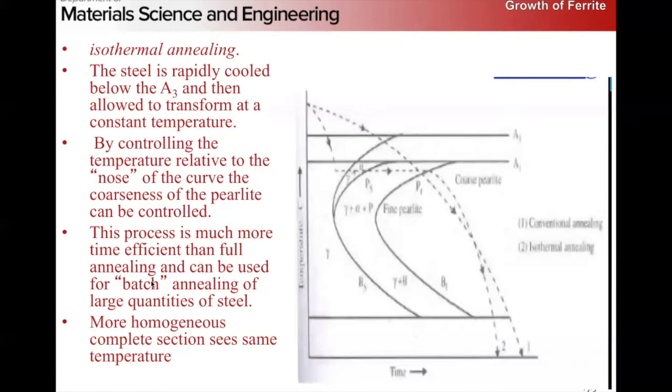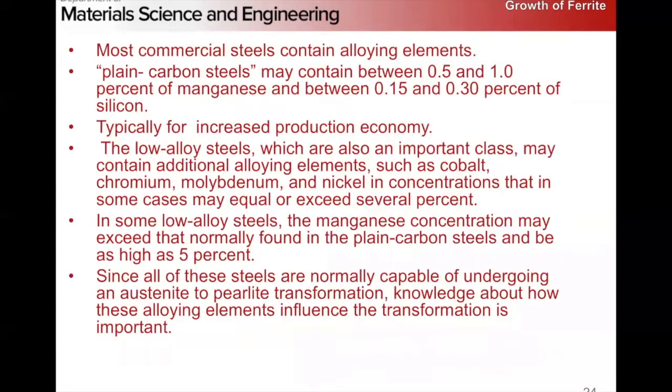We can use it for batch annealing. Basically, you can make a whole bunch and put it into a large furnace and anneal everything at once. And it's more homogeneous because our complete section sees the same temperature, rather than when we're continuously cooling, the outer portion of our steel is going to cool faster than the inner portion.